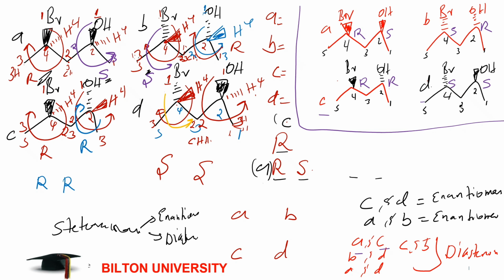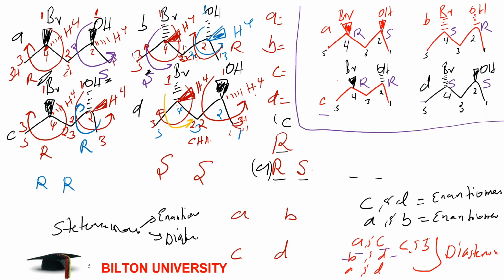Now, if you look at B and D, we are also saying that B and D are diastereomers because in carbon number 4, we have S configuration in B, and in D we also have S in carbon number 4. So carbon number 4 configuration or stereochemistry has not changed. But carbon number 2 has changed from R in B to S in D. So because only one chiral carbon has changed while the other has not changed, it does not qualify to be enantiomers, but it is diastereomers.